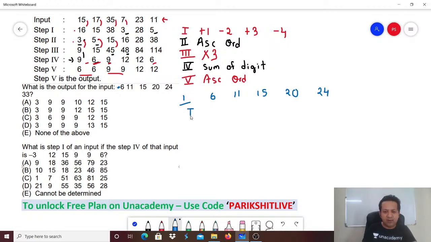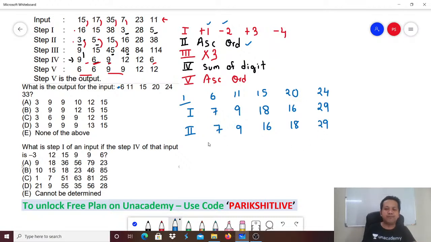Let's look at step 1. What will you do in step 1? Plus 1, minus 2, and so on. So 6 will become 7, minus 2 will become 9, plus 3 will become 18, minus 4 will become 16, plus 5 will become 29. That's step 1. What will happen in step 2? You look above. Step 2 is arrange them in ascending order from smallest to the largest. So smallest is 7, next is 9, next is 16, then you have got 18, then you have got 29.